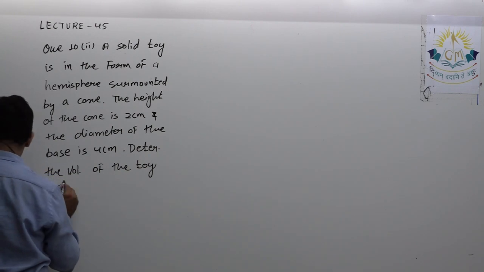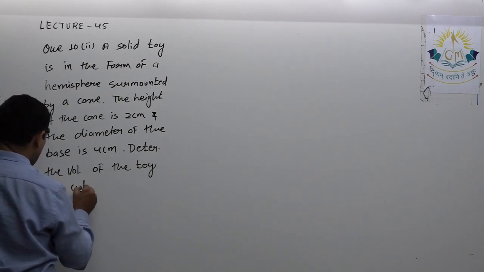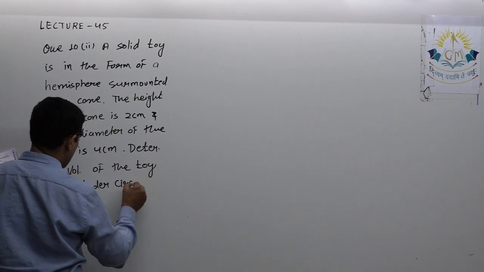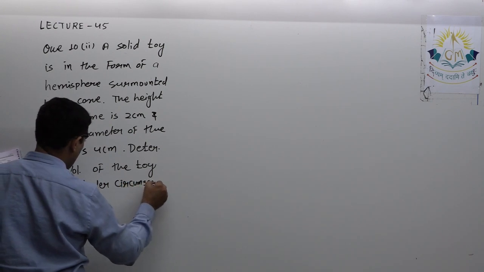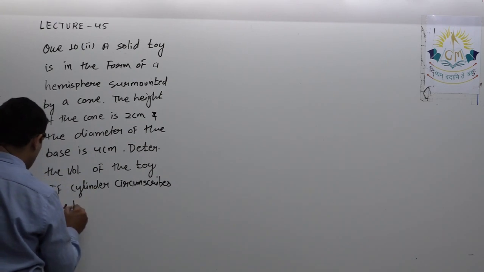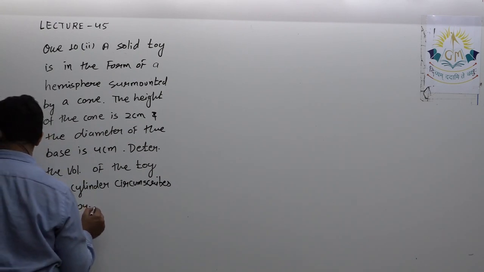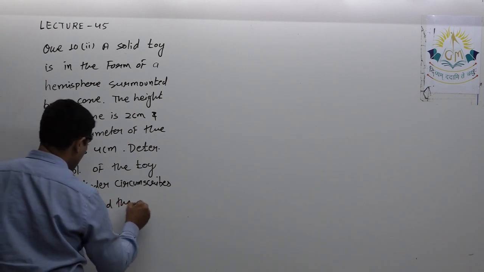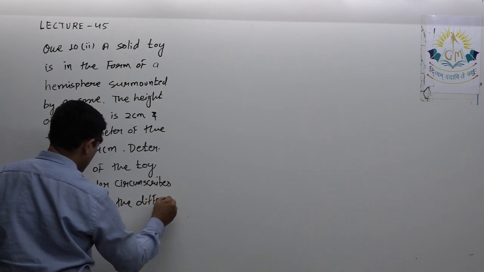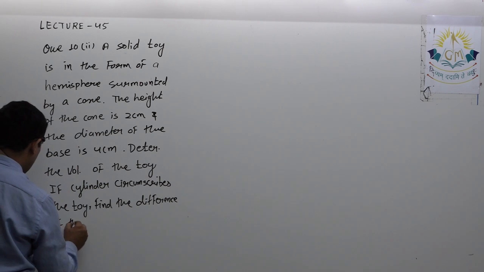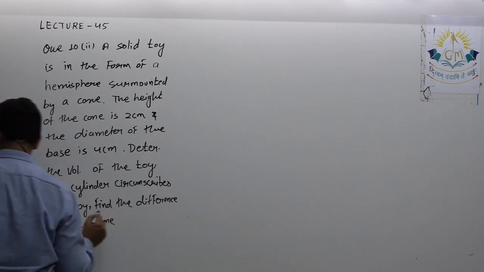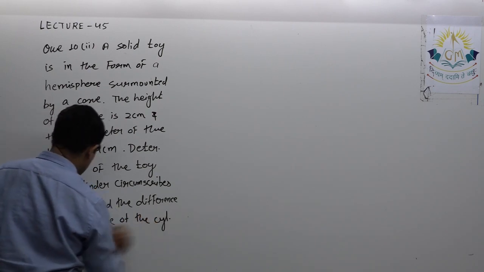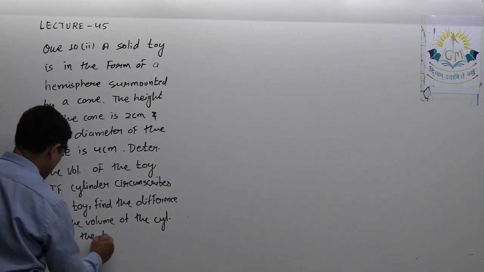If a cylinder circumscribes the toy, find the difference of the volume of the cylinder and the toy.